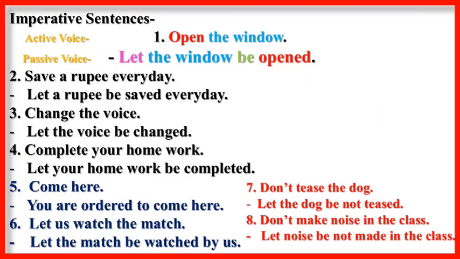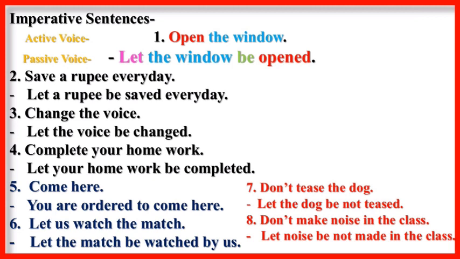In active voice, see this example, "Open the window." If you want to change the sentence into passive voice, you should put "let" in the initial place of the sentence, then put the object of the sentence, then use "be" and the past participle of the verb. So the answer is as follows. "Let the window be opened." Second example, "Save a rupee every day." Here see the passive form of the sentence. "Let a rupee be saved every day."